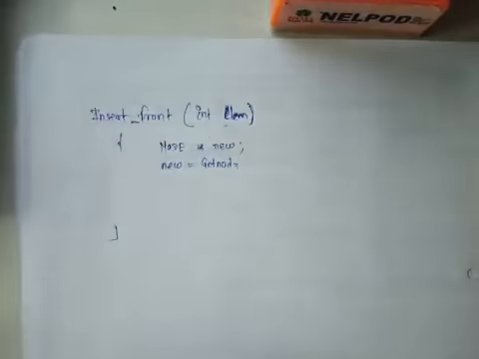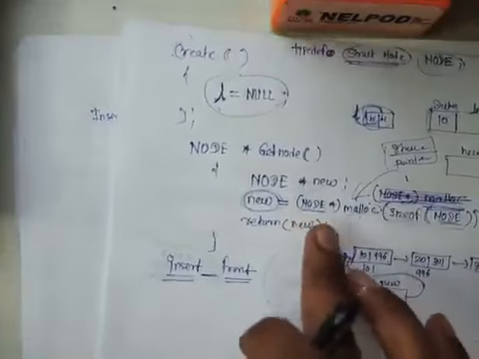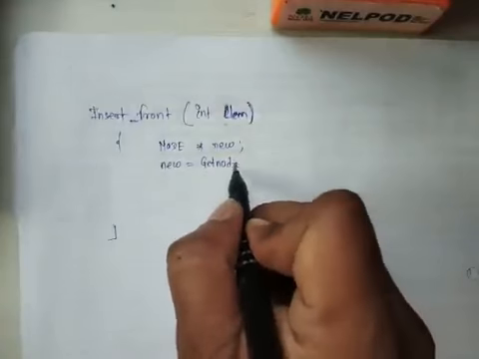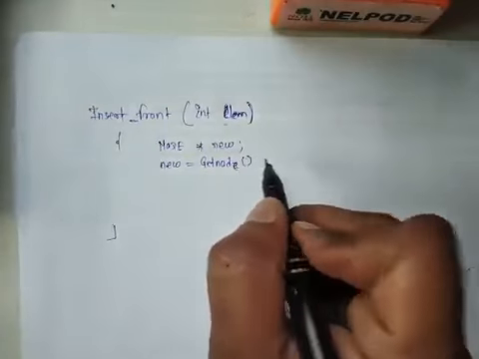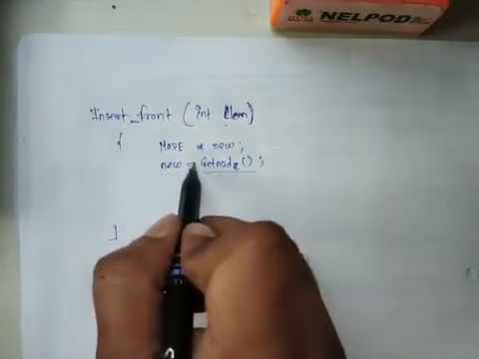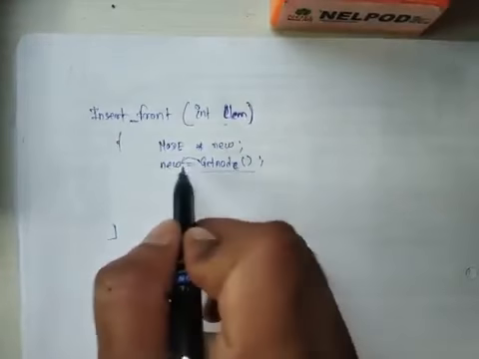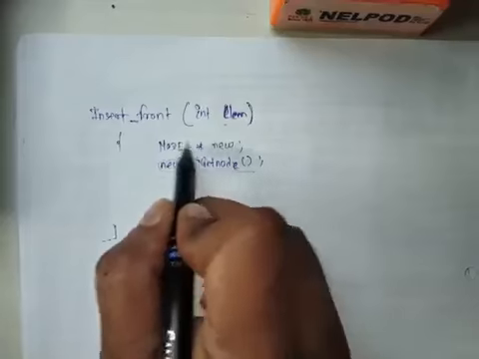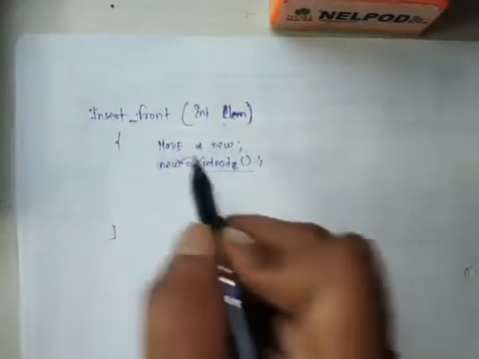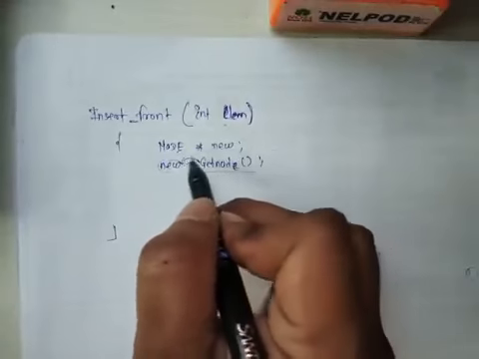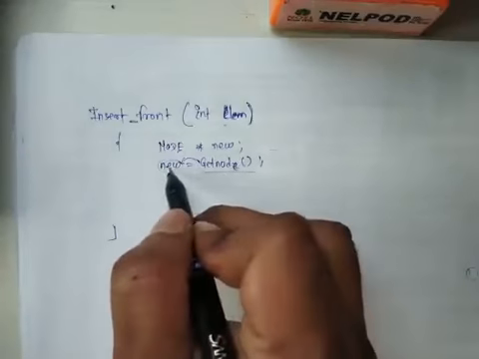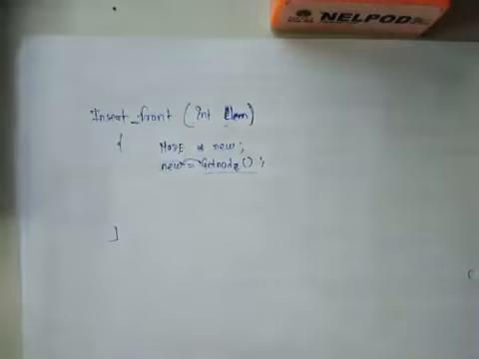See, we are using this get node function to allocate dynamic memory while insertion. I am calling the get node function, and whatever memory location it dynamically allocates, that is assigned to the new pointer variable, which is a pointer variable of type structure.